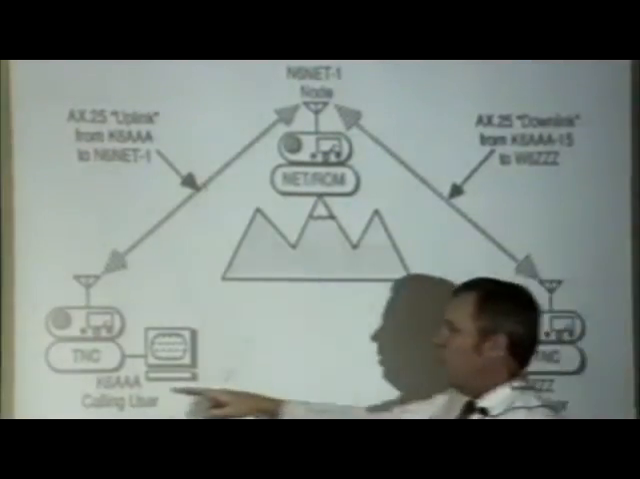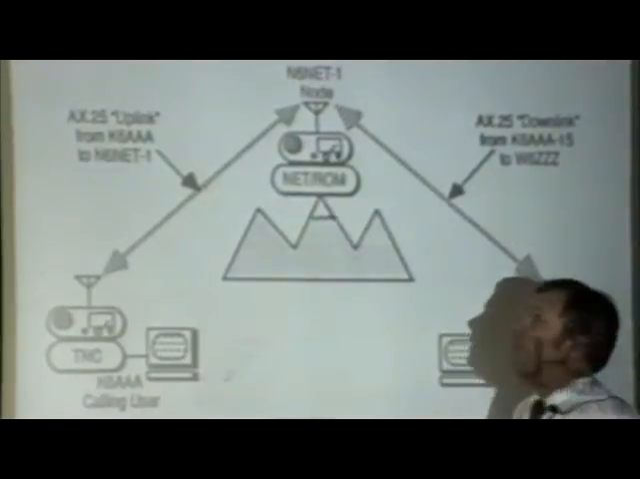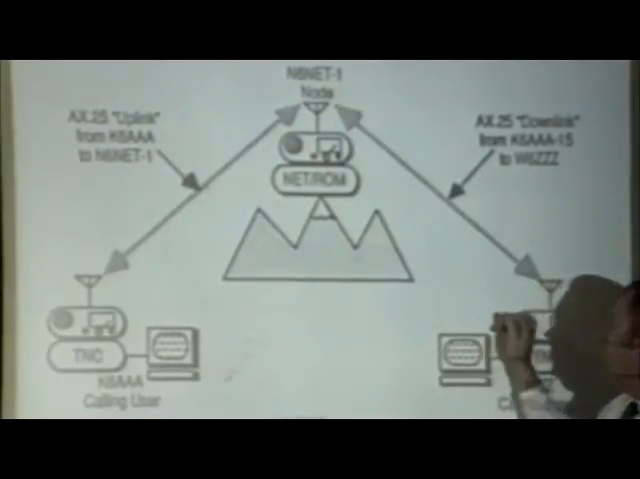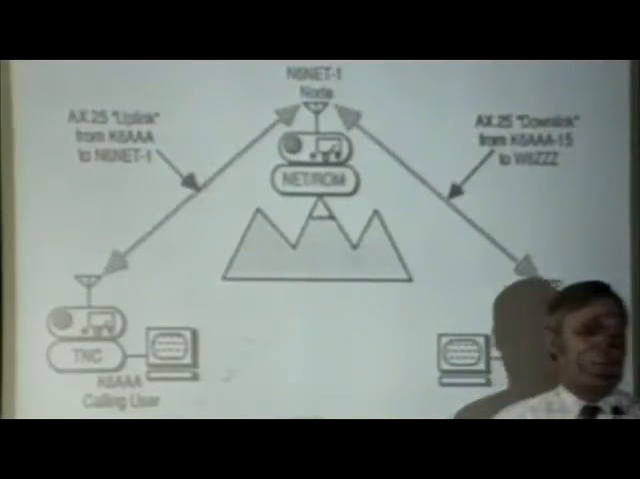Now, another difference, isn't it, that the operator doesn't have to type V for via to get it through on a node, correct? No, there are different ways of doing this, and we're going to get into it because there are different kinds of nodes. In this case, all K6AA did was connect to N6 NET-1 and then tell him to set up a connection to him.